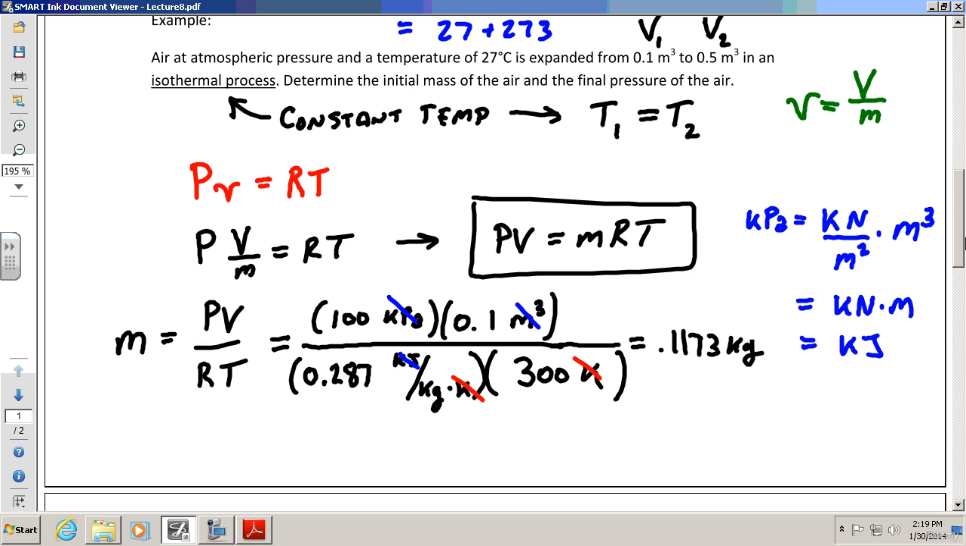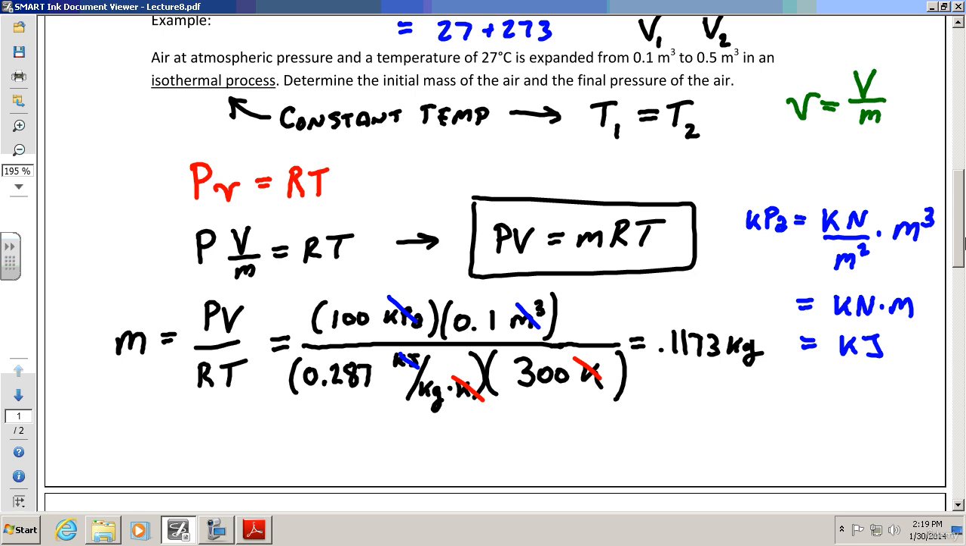Where do the other meters go? Kilonewtons per meter squared times meters cubed gives you kilonewton meters. Yeah, newton meter is a joule. Kilojoules canceled with the kilojoules on the bottom, and you had basically 1 over kilograms on the bottom, so 1 divided by 1 divided by kilograms equals kilograms. So it all works out.